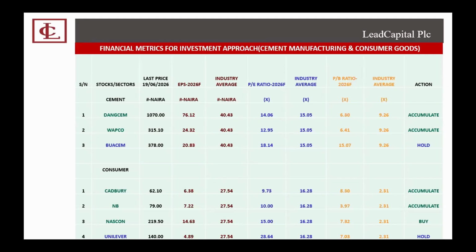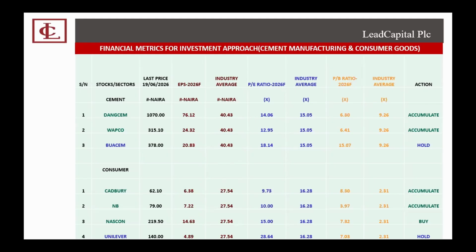NASCON, on the other hand, combines solid earnings with reasonable valuation. It currently trades at a PE ratio of 15 times, slightly below the industry average of 16.28 times. Its earnings outlook remains healthy, supporting a buy recommendation. NASCON holds a strong market position in the salt and seasoning segment, and the earnings growth remains resilient. It also has a balanced risk-reward profile.